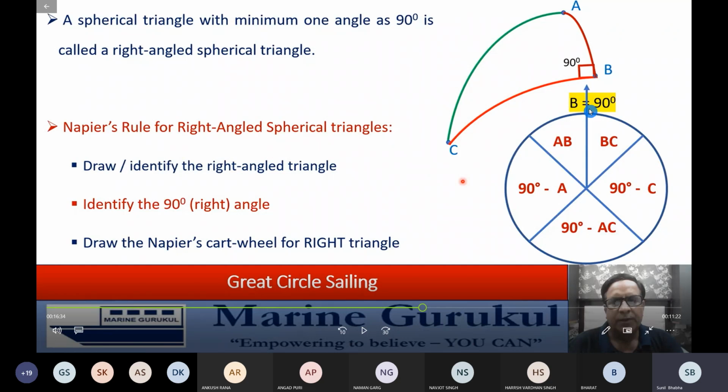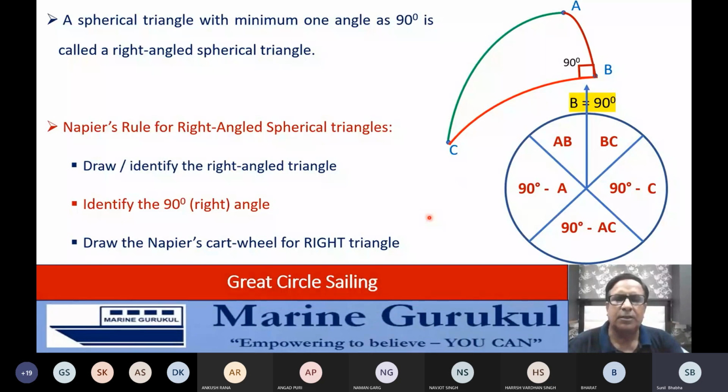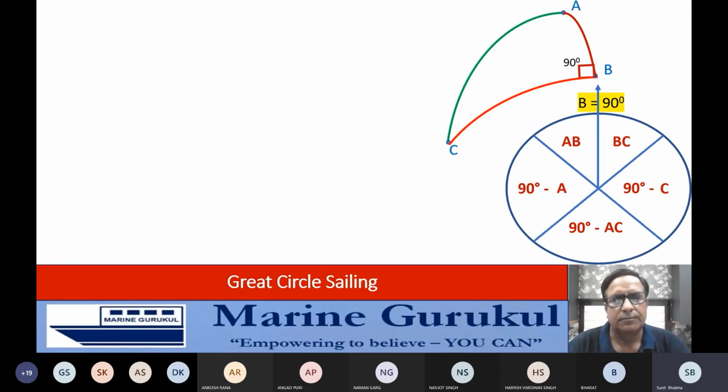So far we have only filled up the parts. Once this circular diagram is filled up, then we are ready to apply the formula. Now we will see what formula we have to apply here. Now, if you have learned to complete the cartwheel in a different manner, it's perfectly fine. You can continue with that practice as long as the cartwheel is correctly filled in. Having completed the cartwheel, we can apply the Napier's rule.